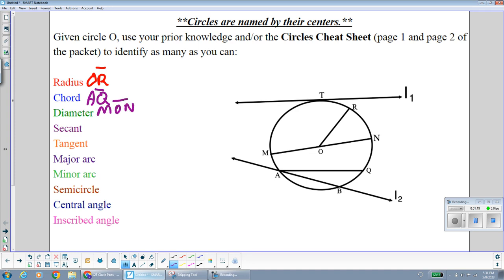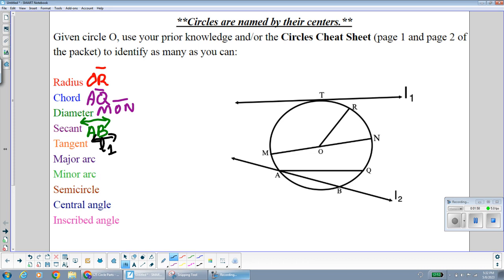A secant is a line that intersects the circle in two spots. So line L2 would be a secant to circle O because it intersects the circle at two spots. So that would be line AB, which is also line L2. A tangent to a circle is a line that intersects a circle at just one point. So over here, that would be at point T. So L1 would be a tangent, only intersecting at point T. So I can write line L1 for this one, line 1.